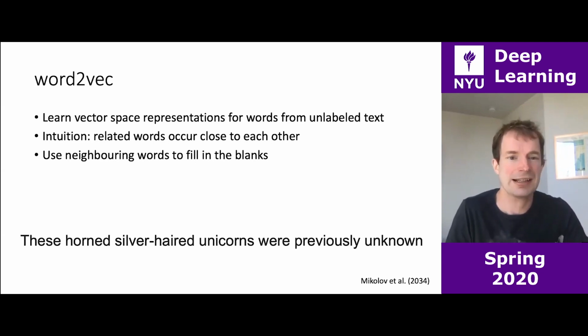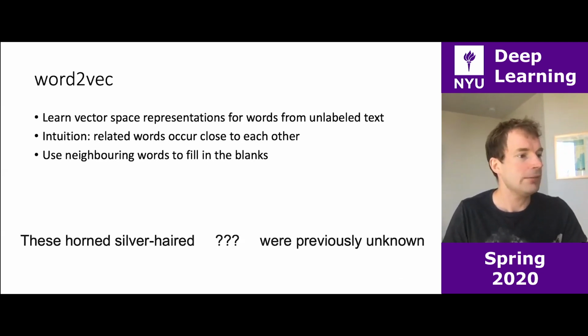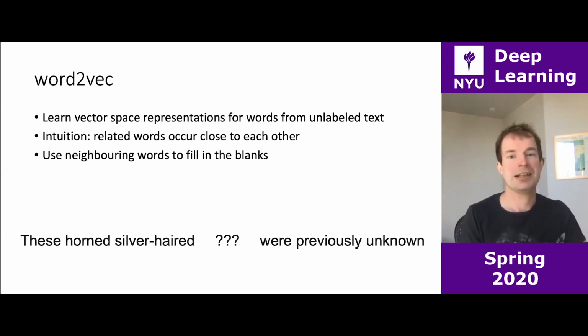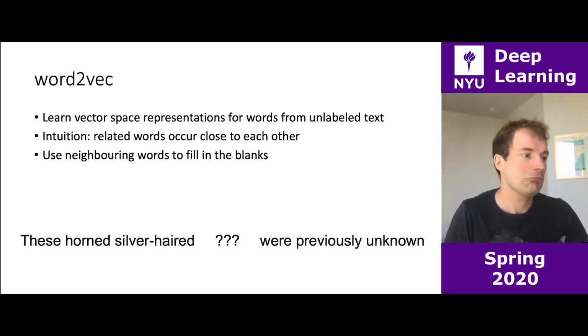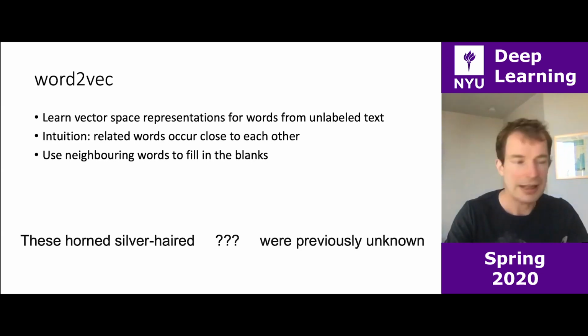And so the intuition behind all this is that if two words are close together in the text, then they're likely to have some kind of relationship between each other. So the pre-training task we're going to do is a filling-in-the-blanks task. In this sentence, I'm going to mask out this word in the middle, which is unicorns, and try and predict what this word should be based on the surrounding context. And the hope would be that words like unknown, silver-haired, and horned are more likely to occur in the context of a unicorn than, I don't know, some other animal.